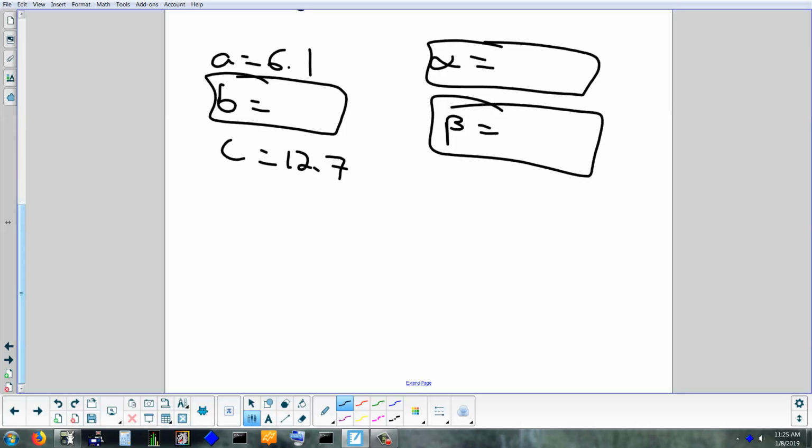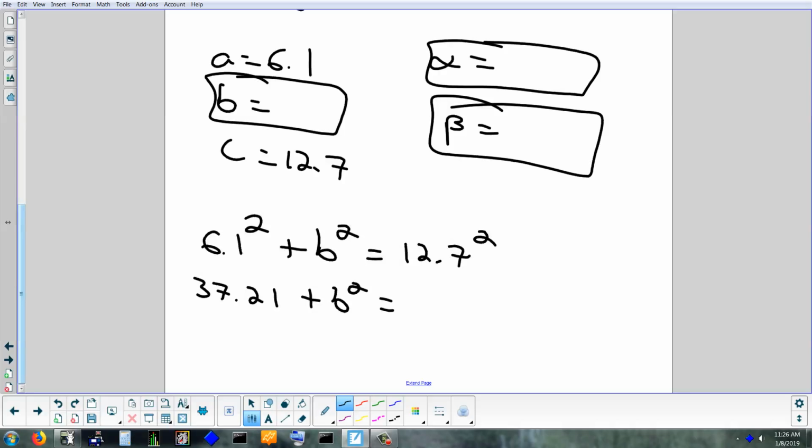So a squared plus b squared equals c squared. A squared, b squared, c squared. All right. So I need a calculator for that. Or can someone just tell me what's 6.1 squared? It's probably like 36 something. 37.21. All right, plus b squared. And now 12.7 squared, it's probably 160 something. 161.29.